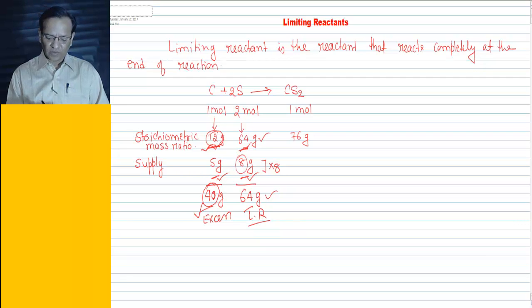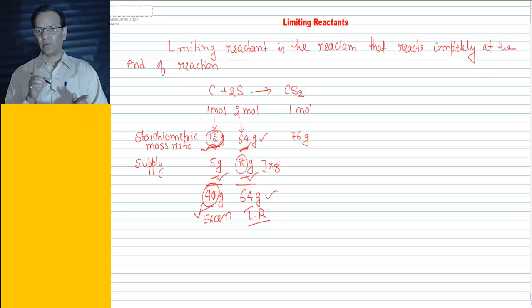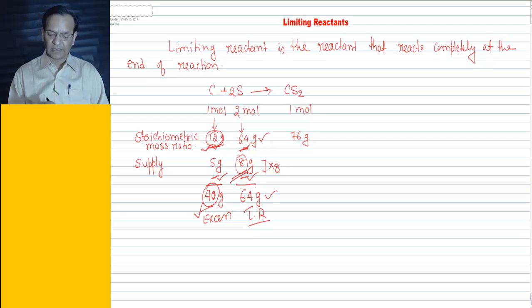Next, once we know the limiting reactant, it determines the mass of product since it reacts completely. So now we have the limiting reactant here, sulfur. So let us work out the mass of product.